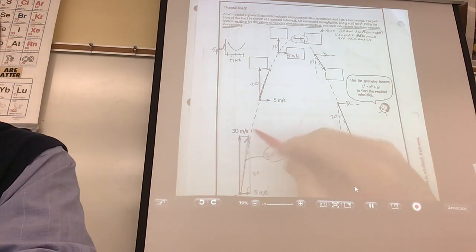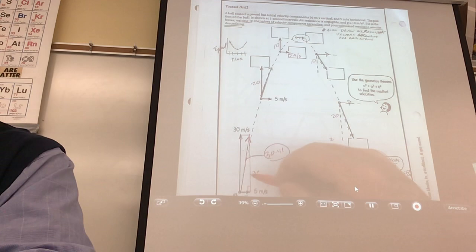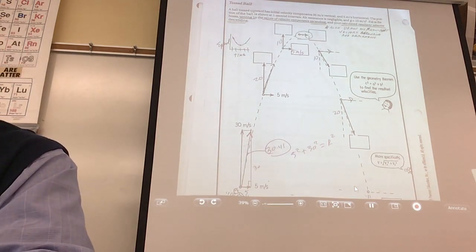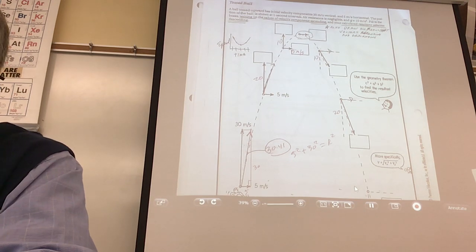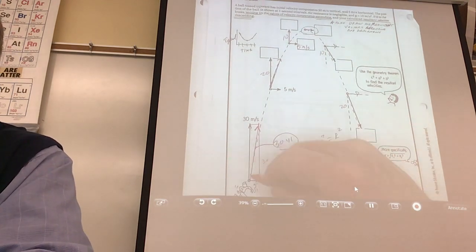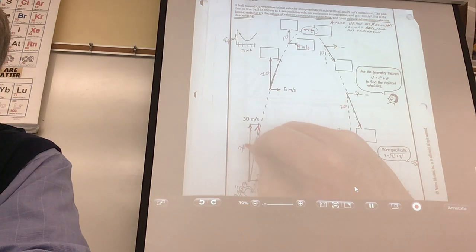Well, if I want to try to figure out what's going on here, I'm going to resolve this into its horizontal and vertical component. Now, I'm trying to think, were you okay on this? Were you able to draw the triangles? All right, now let's talk about the physics of it. What was this number here? This is 30, right? This is 30 meters per second.